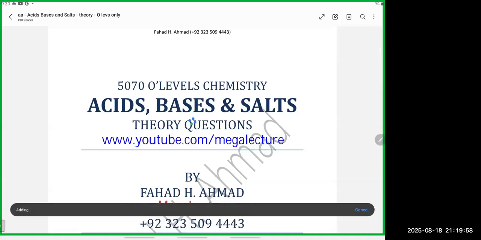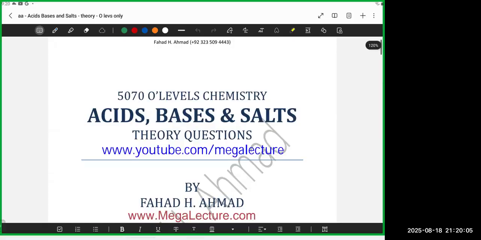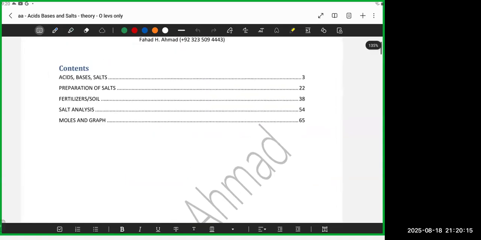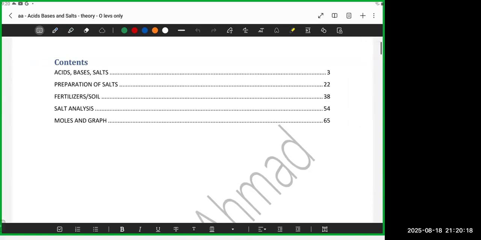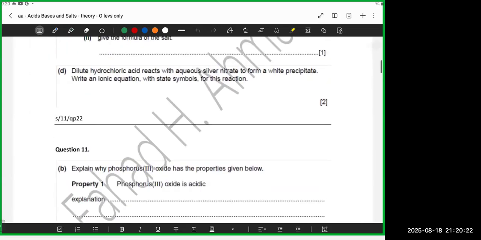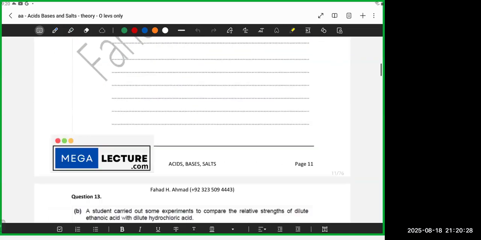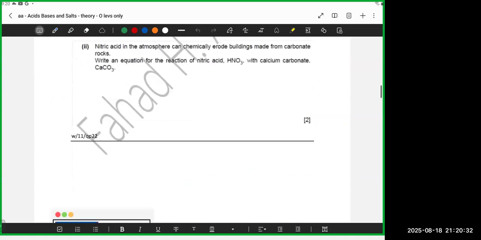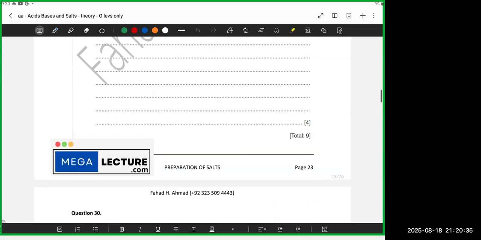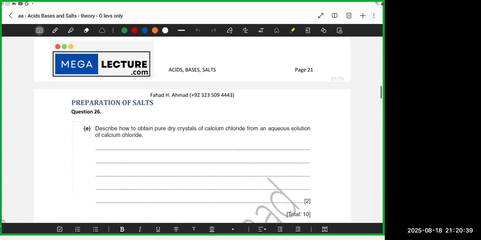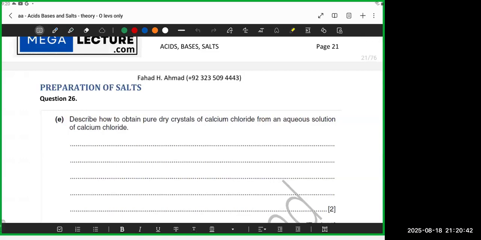I said mixed, the O levels and iGCSE, it's both mixed. You can see this on the screen, right? We'll just do at the moment preparation of salts, which is 22. Page 9. Yes, preparation of salts. So we'll just focus on preparation of salts.